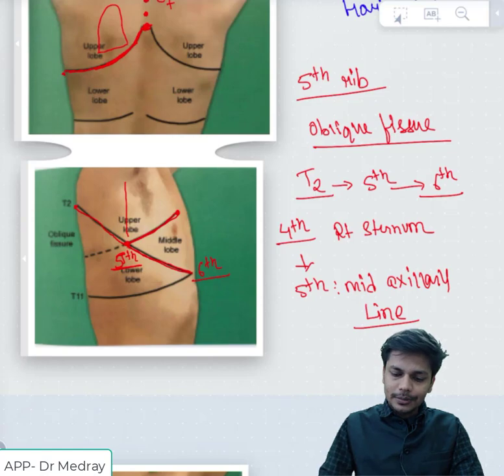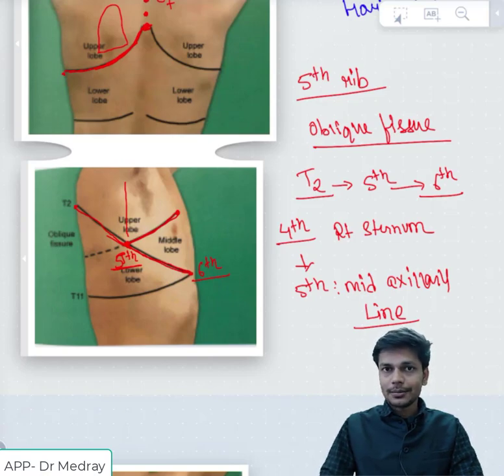Then we will continue from the 5th rib anteriorly to the mid-clavicular line to reach the 6th rib. So this is the oblique fissure of the lung. To draw the horizontal fissure, as we know, the horizontal fissure is only located on the right lung. It is absent on the left lung.